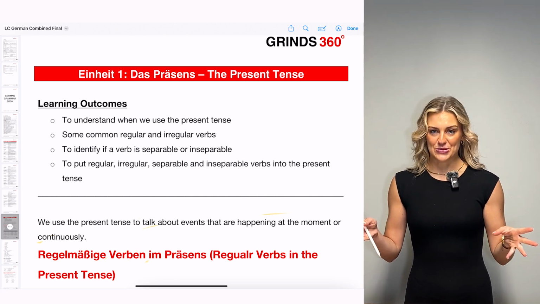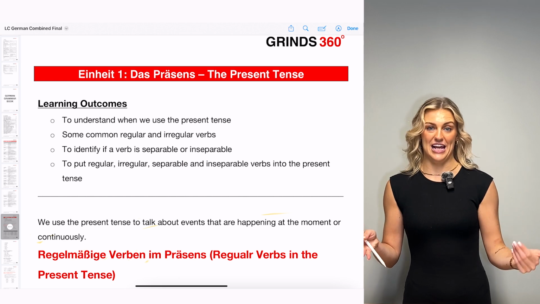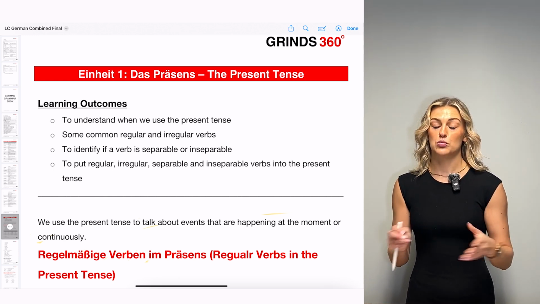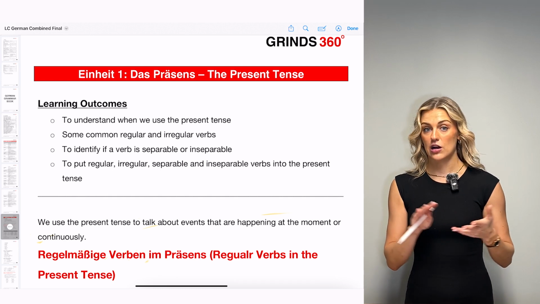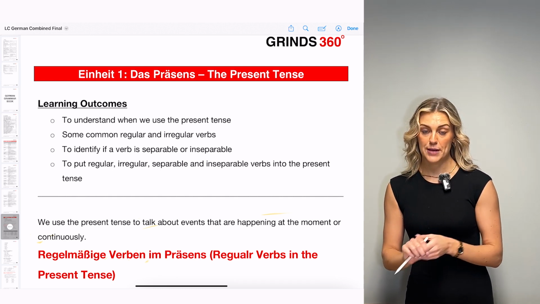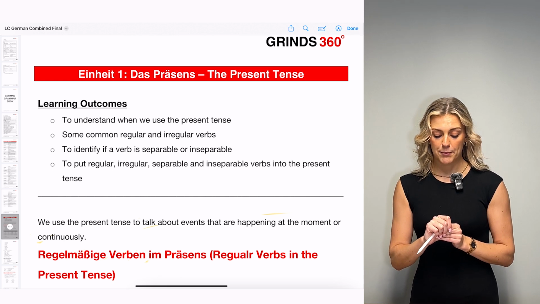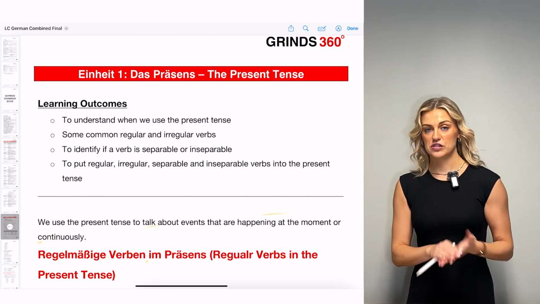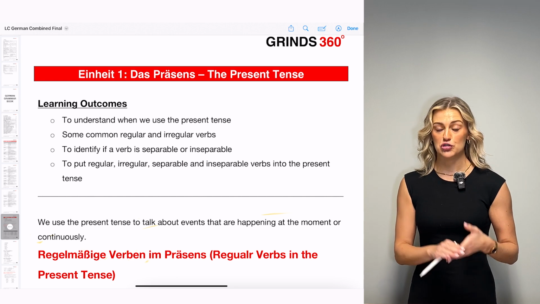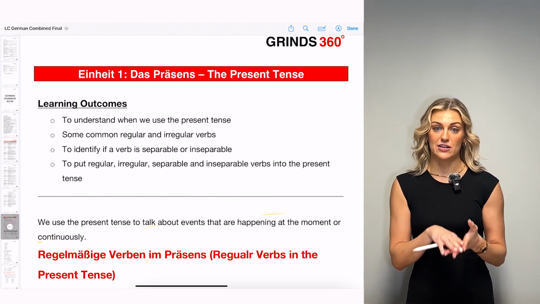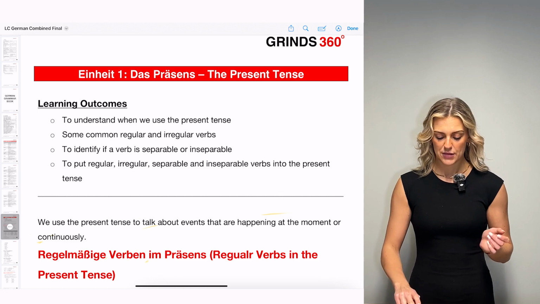But I would never do the entirety of a tense in one lesson because that is just way too much. So I'm going to break it down. So in today's lesson, we're just going to look at regular verbs and verbs ending in den and ten in the present tense. Okay. So by the end of this lesson, you should be able to identify the present tense, understand when we use the present tense, and you should be able to formulate the present tense with regular verbs and verbs ending in den or ten. Okay, so that's what we're going to look at today.